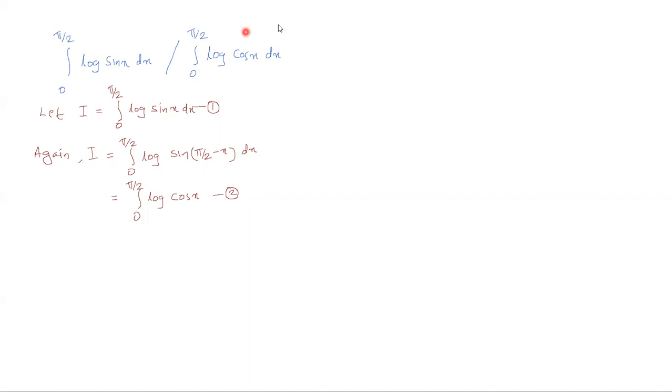So now you have to add equation 1 and equation 2. What you're getting is I plus I, that is 2I, is equal to integral 0 to pi by 2 log sin x plus integral 0 to pi by 2 log cos x. The integral of a sum is the sum of the integrals, so we can combine them together. So you will get log sin x plus log cos x dx.